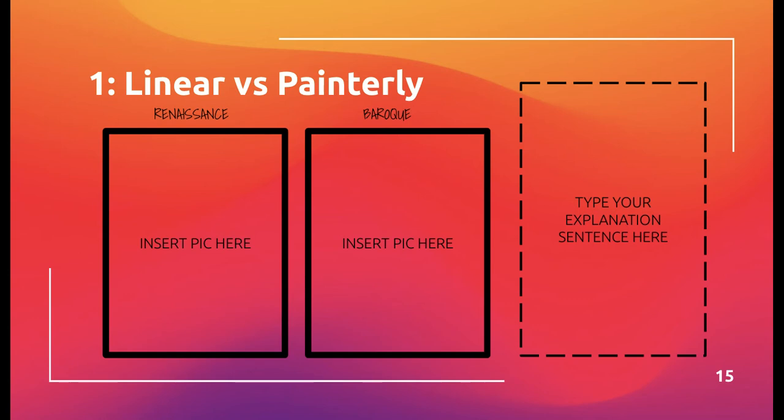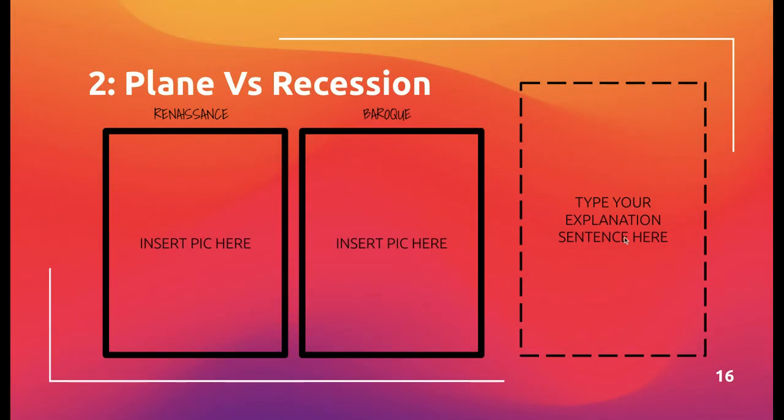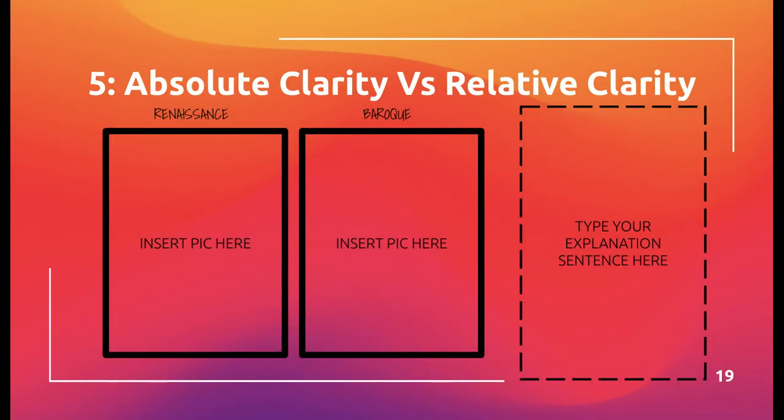So I've given you a slide for each of those differences, and you're going to insert a picture of a Renaissance artwork and a Baroque artwork that each represent that difference, and then type your explanation over here. Okay, so you have 5 of these to do, which means that you will be finding at least 10 pictures.